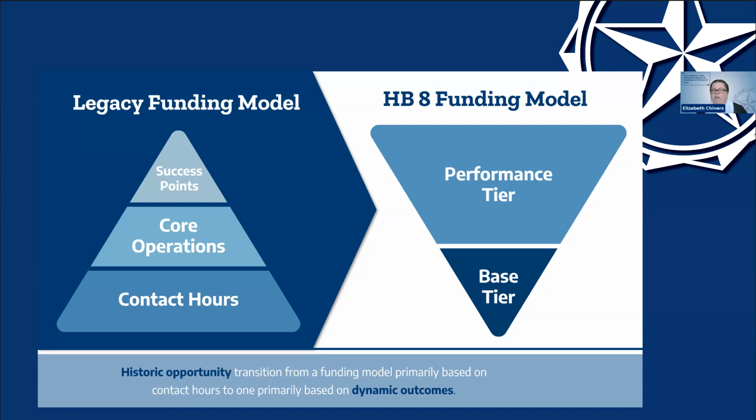Under HB8, we really are flipping this. So it's not exactly the same thing, but you can think of your core operations and your contact hours as roughly going into what is called the base tier now. And the majority of the funding for all institutions is going to come from the performance tier, which is analogous to the sort of funding you saw under the success points in terms of breakups. So it's not an exact alignment, but really I think of this as we flipped the model around, and now we're saying we're going to fund as much as we possibly can around the performance tier, recognizing that some students cost more than others to educate. And so there are some things built into the model to help account for that.